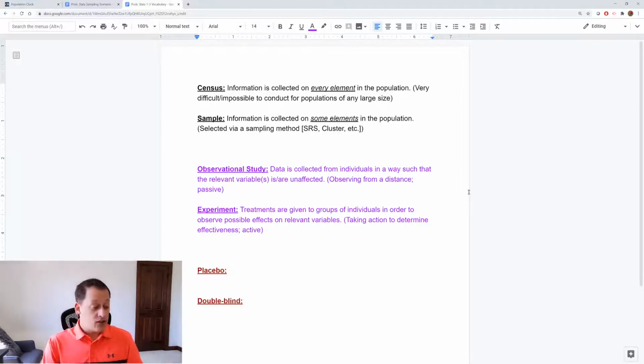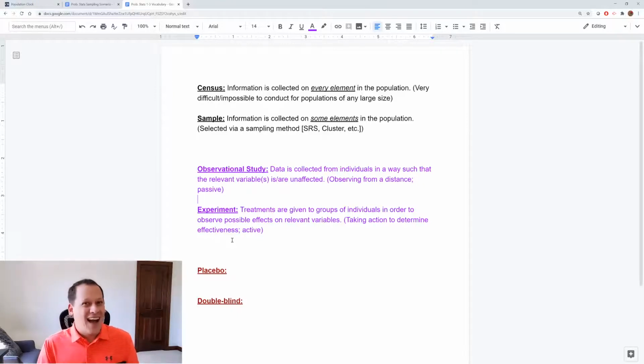If there is a difference in how much weight those groups lost, then we can say that that's linked to the drug, and we can say the drug is effective. But the experiment needs treatments to be given. We need to be telling these people to do something. We are actively telling them what to do to see whether the treatment's effective. So these two things are very different. And it's all a matter of whether we're telling the individuals to do something, if we're imposing treatments on them, or if we're just letting them do whatever they would normally do and passively collecting data.